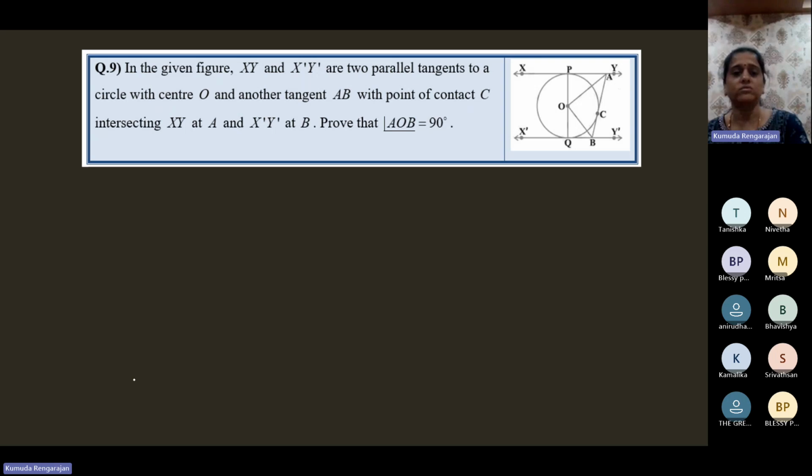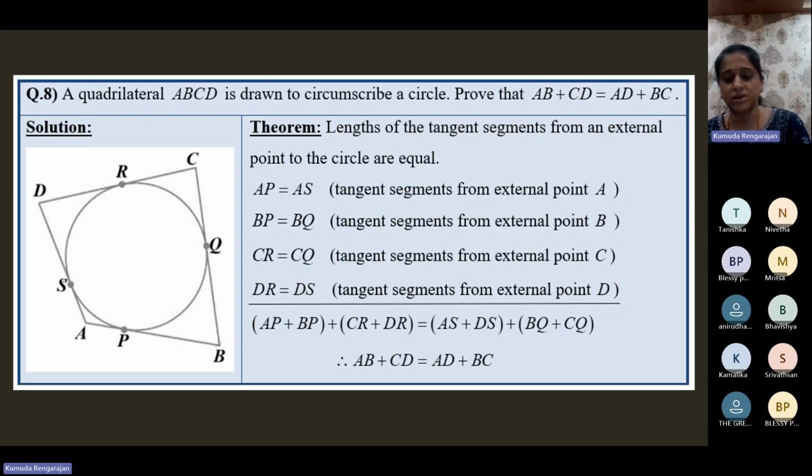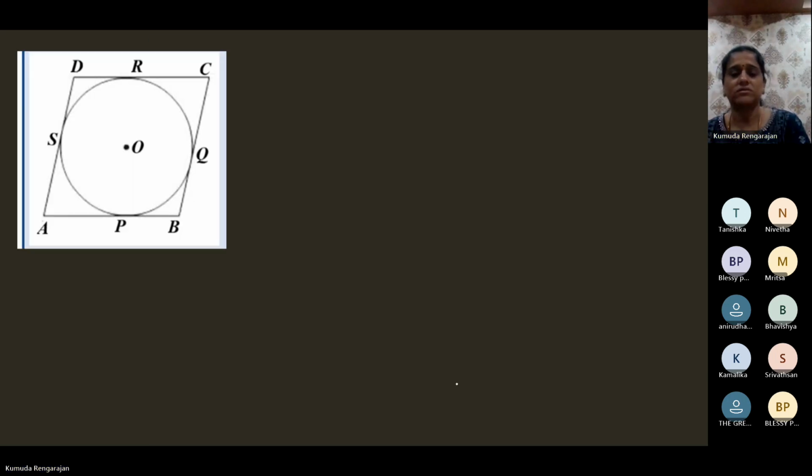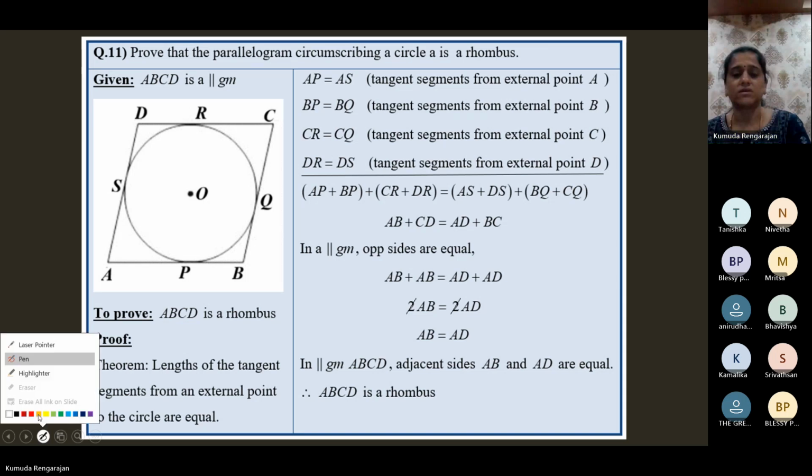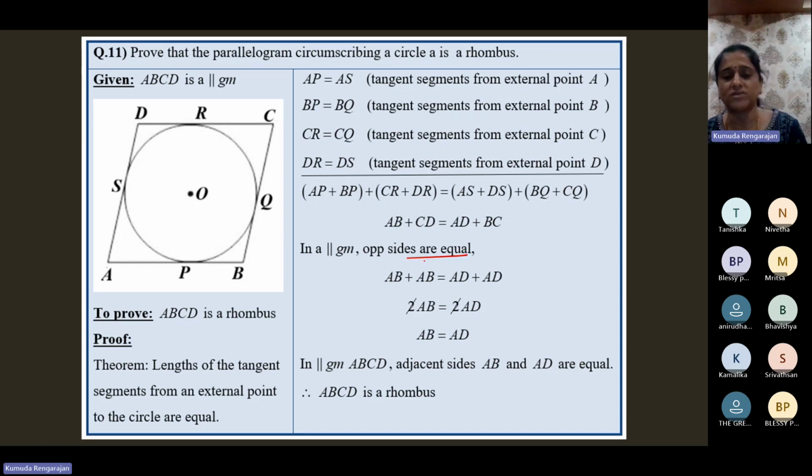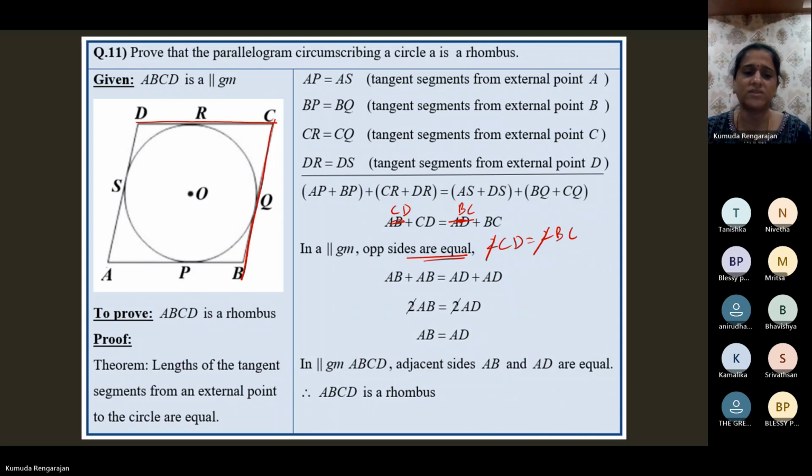So what you have to do? Just work the same proof. After this, just say in a parallelogram, opposite sides are equal. You can also do this: instead of AB, you can write CD, and instead of AD, you can write BC. Then you will get twice CD is equal to twice BC. So 2 and 2 get cancelled. CD is equal to BC. That's also fine. That will also give you the same result.